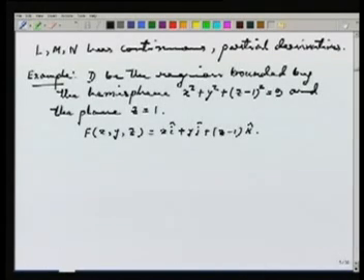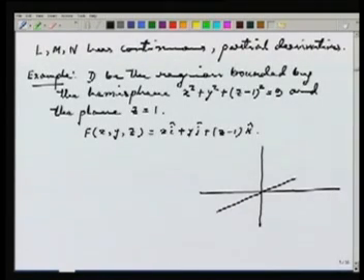Okay. So to understand the scenario, let me just draw the picture. This is the z axis, x axis, y axis. This is, let us say, the height z equals 1.